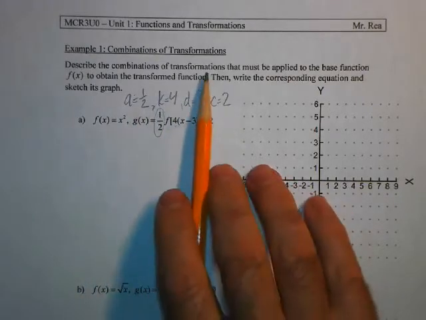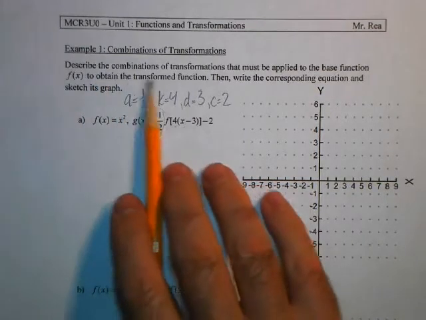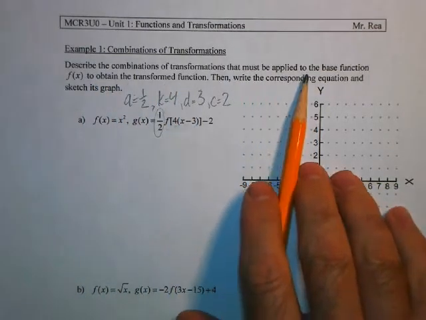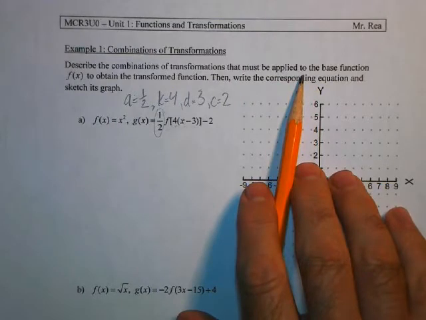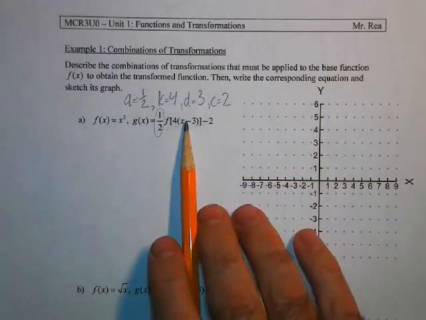So let's maybe read the question, which would have been good to start off with. Describe the combination of transformations that must be applied to the base function f of x to obtain the transformed function. Then write the corresponding equation and sketch its graph.